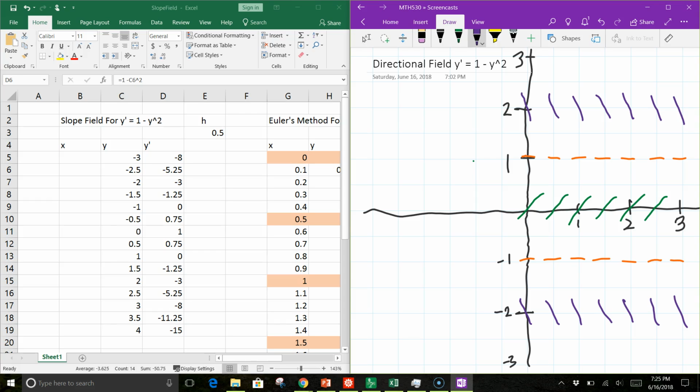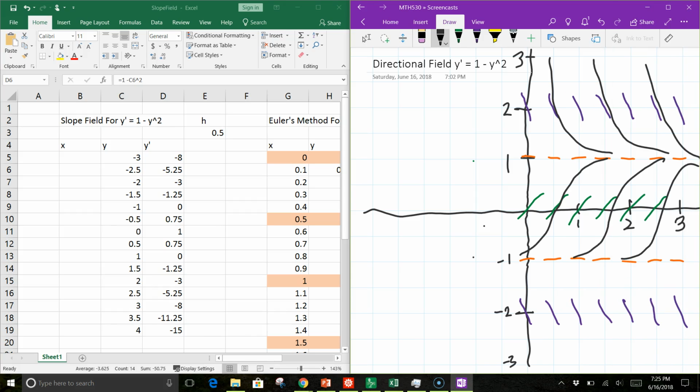And so we're kind of seeing like a horizontal asymptote at 1 and -1. So I can trace in some solutions. So those would be possible solutions from my directional field or slope field.